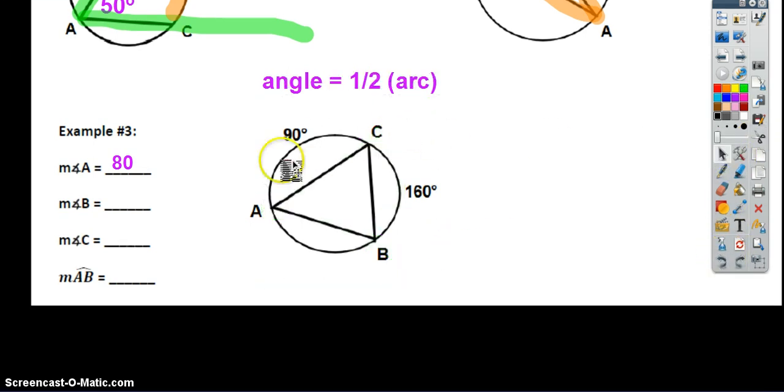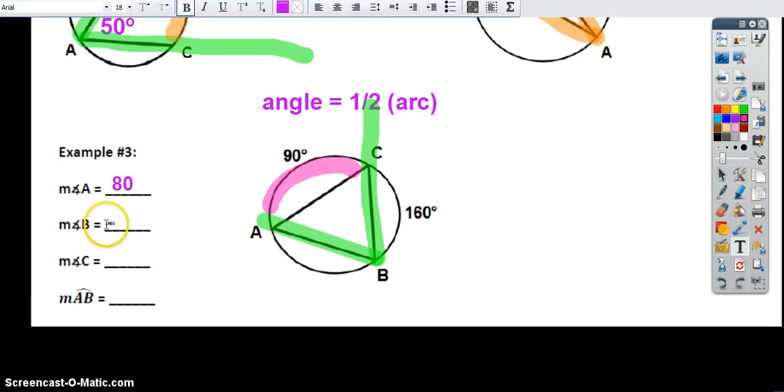So now let's look at measure of angle B. Here's one side of angle B. Here's the other side. Whoa, a little off the rails there. Here is the other side of angle B. There we go. So here is the intercepted arc for angle B. If the arc is 90, the inscribed angle is going to be half of it. So the angle is 40.